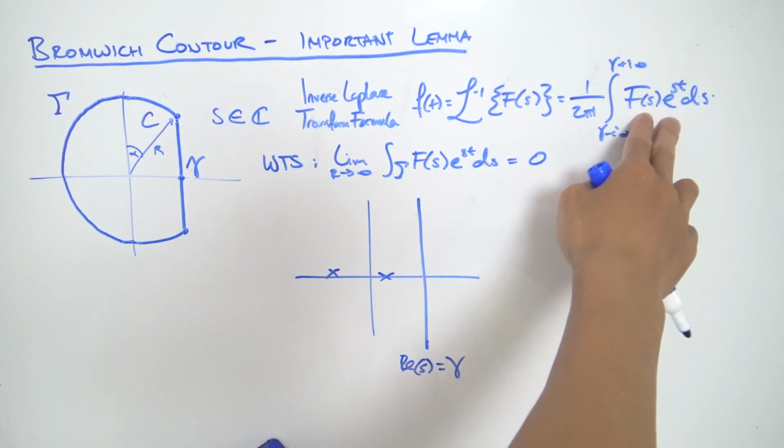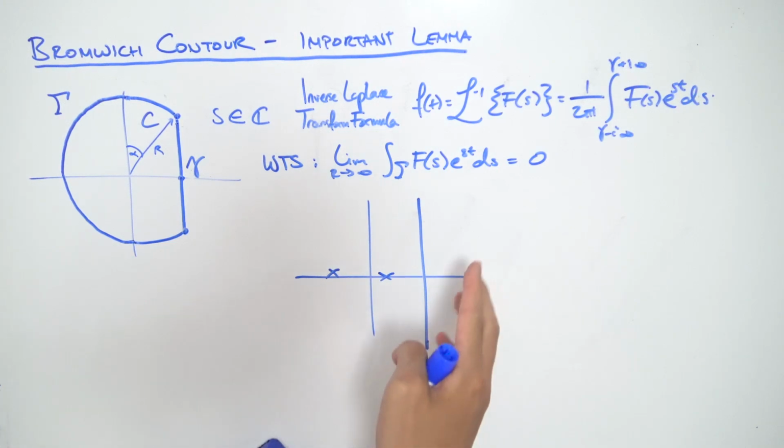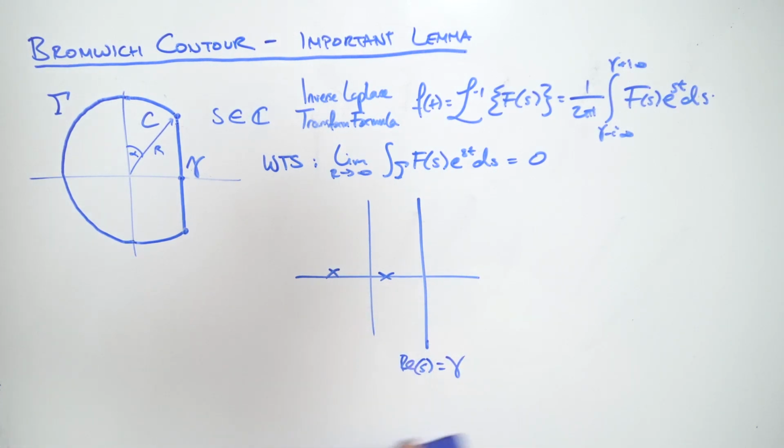So usually our function does have poles, and we require that gamma is big enough such that it's to the right of every single pole. So how do we compute such an integral? Well, since it's in the complex plane, it would be nice if we can use the residue theorem for that, but in order to use the residue theorem, we need some kind of contour to integrate around.